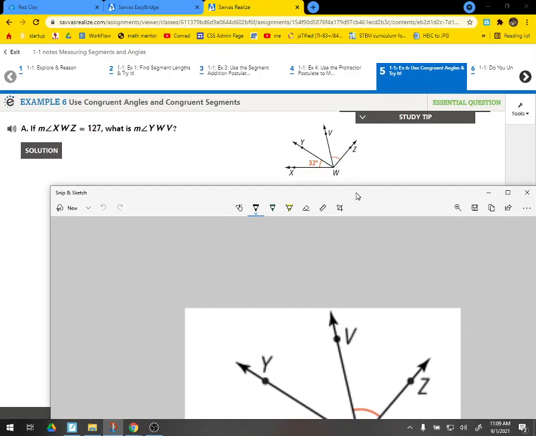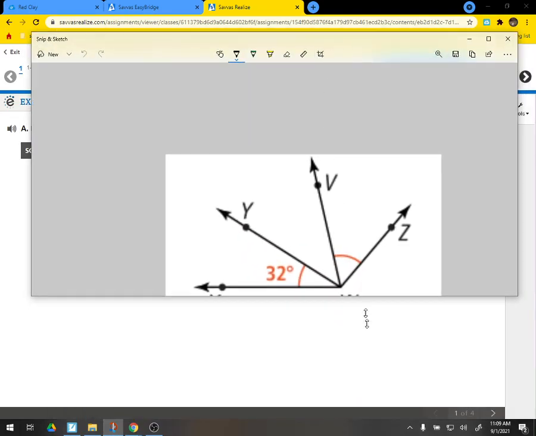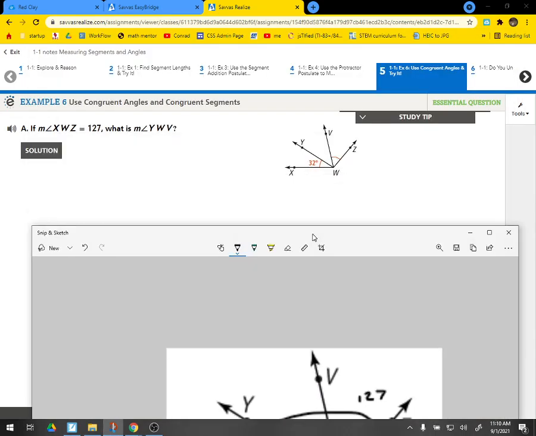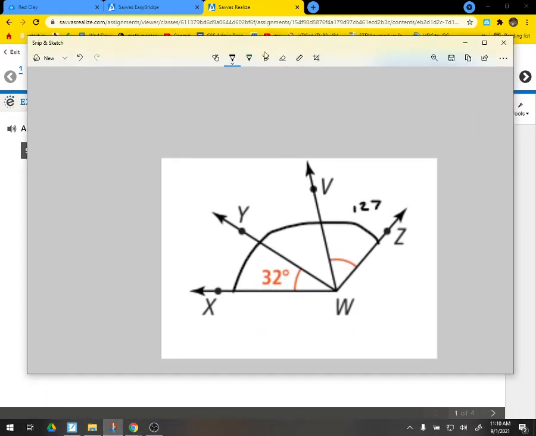All right, if XWZ equals 127, okay. XWZ, oh, so all of this is equal to 127. Okay. What is YWV? So we want YWV. We want this angle in here. All right, let's talk about some ways that we notate things.